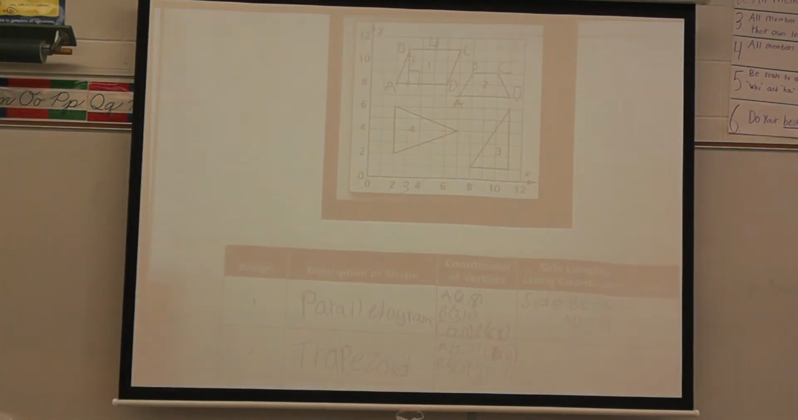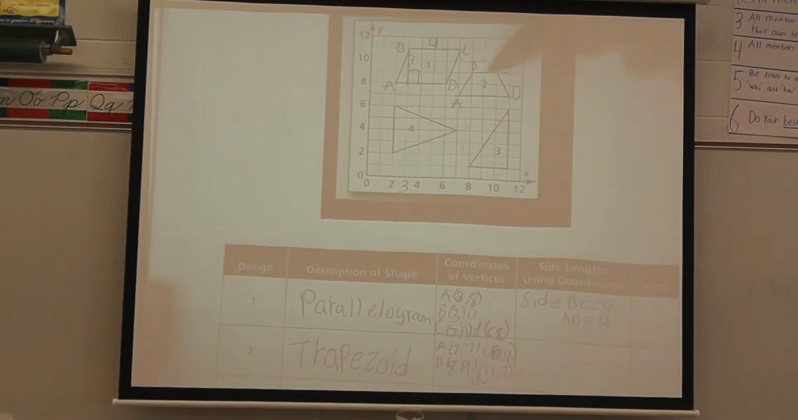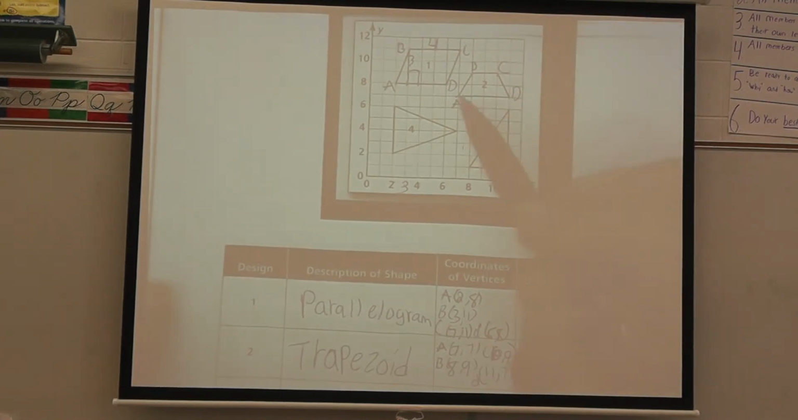Okay, side lengths. B is at 8, C is at 10. The difference between that is 2. So I could say side BC is equal to 2 centimeters. I can look at AD. Side AD starts at 7, ends at 11. The difference between those two is 4. So side AD is going to equal 4.